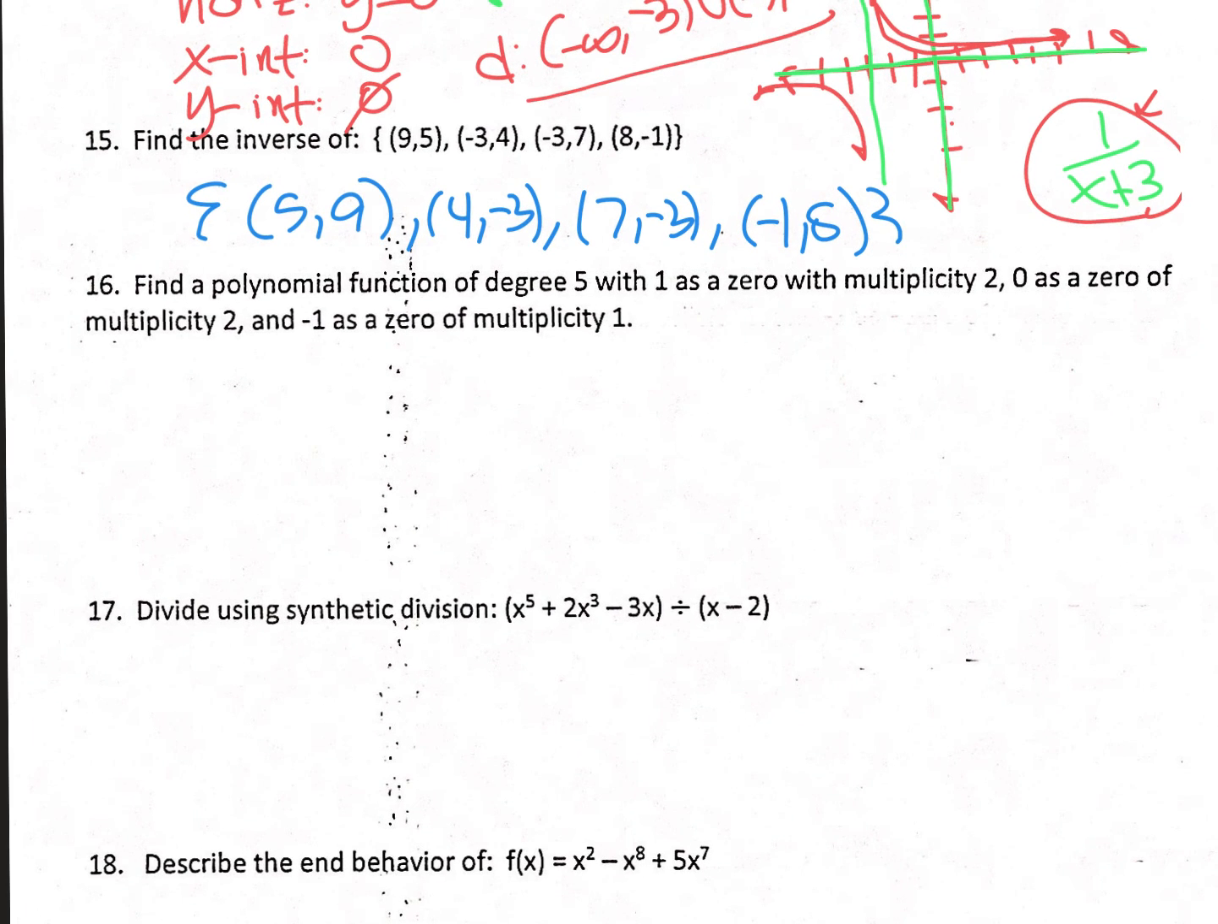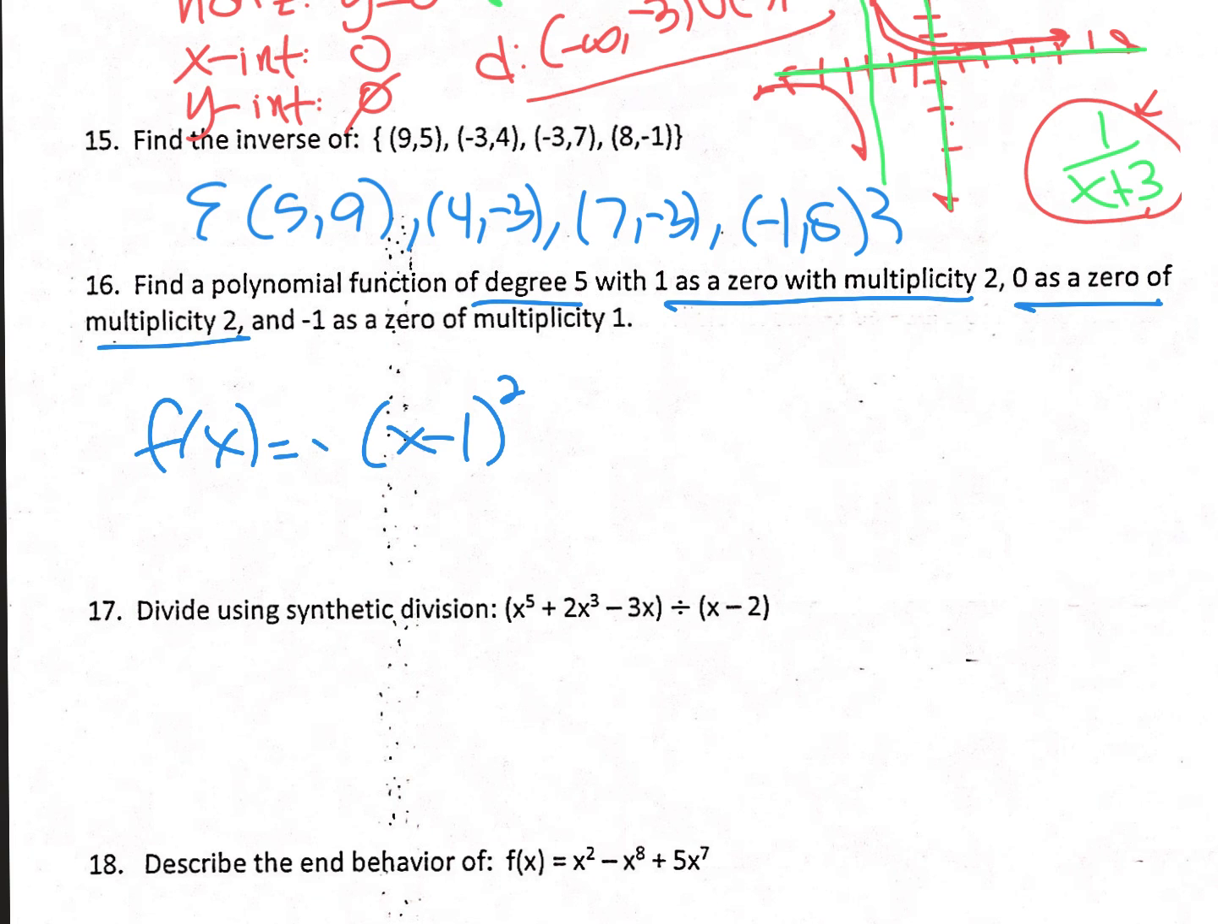16. This one's been on several tests lately. You should be pretty good at this by now. F of x equals, it says degree 5. 1 is a 0 with multiplicity 2. 1 comes from here. Multiplicity 2 means the exponent is 2. 0 is a 0 with multiplicity 2. 0 is just x, when you just have x. It says it has multiplicity 2, which is x squared. And the last thing it says is -1 has multiplicity 1. -1 comes from there. Multiplicity 1 means the exponent's 1 or just no exponent at all. Now check this. Is it degree 5? Are there 5 x's? Heck yeah, there are.